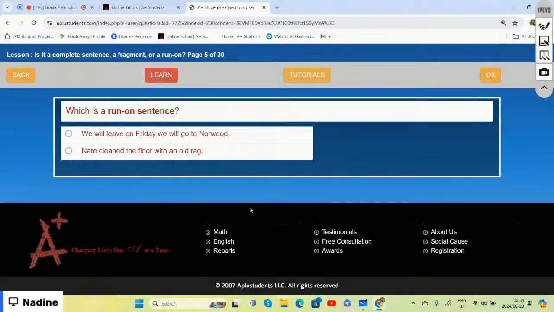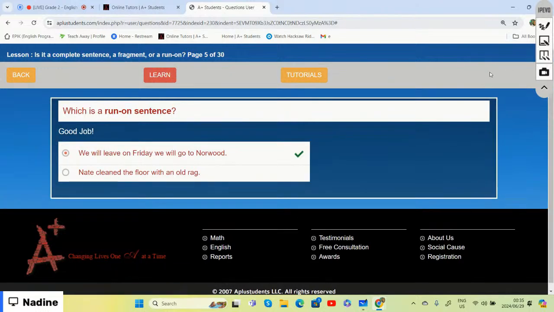And our run-on sentence, right? We can go to option one because option one says we will leave on Friday. That should have been a period after that word, and then the other sentence is we will go to Norwood, which means that it is two sentences within that one sentence, right? So we go with option one.